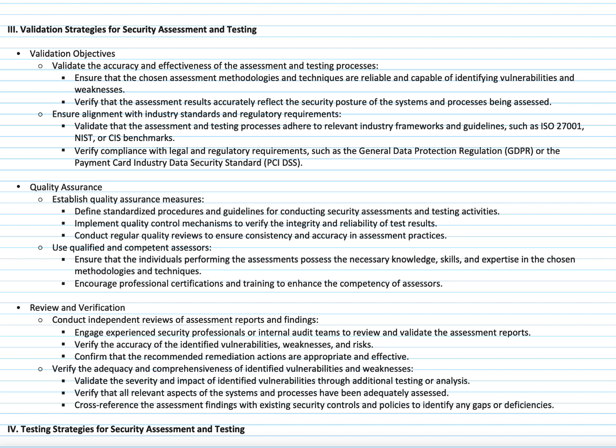You also need to talk about industry standards and regulatory requirements. You need to align to what those are. So we talked about ISO 27001, NIST, the National Institute of Standards and Technology, the CIS benchmarks. You also need to consider the payment card industry, so PCI DSS, GDPR. You need to understand the various regulatory requirements out there that you have to comply with and follow.